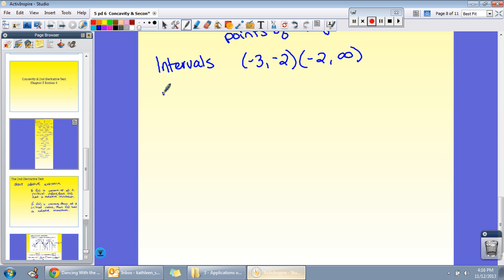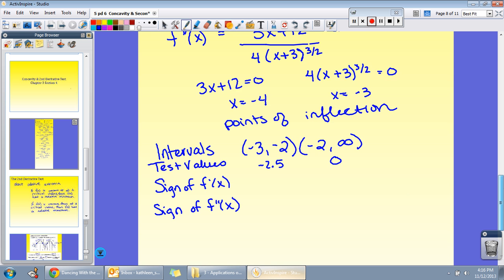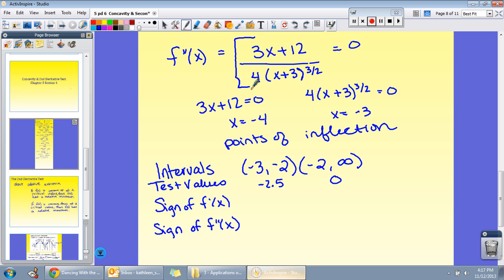So the next thing we're going to do is figure out the signs of f prime of x and the signs of f double prime of x. And to do that, we need some test values. They can be anything on the interval. So here I'm going to do -2.5, and here I'm going to do 0. And when you plug them into your derivative and second derivative, respectively, you should get positive and negative signs. Go ahead and do that.